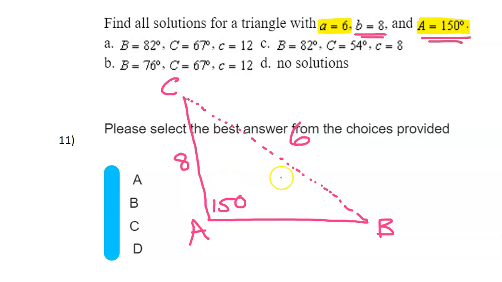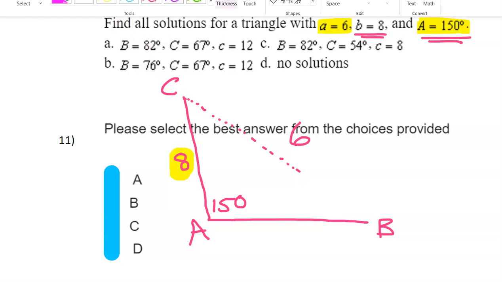So before you do anything else, you have to decide, will this form a triangle at all? And the main thing is, will this dotted line reach? If this is a rope that is stretching out from this side towards the other side, is it long enough to reach? Well, you can tell at a glance that it is not long enough to reach because this side is 8. Think about it.